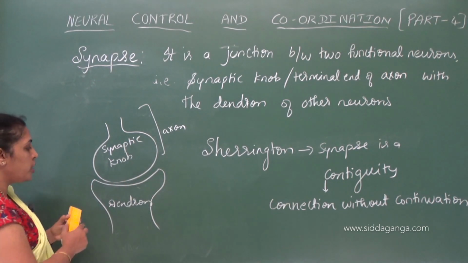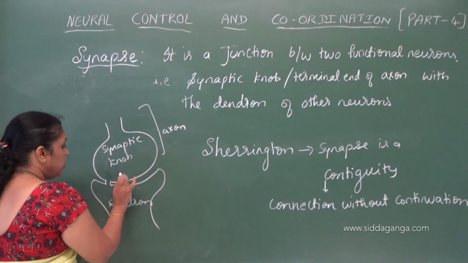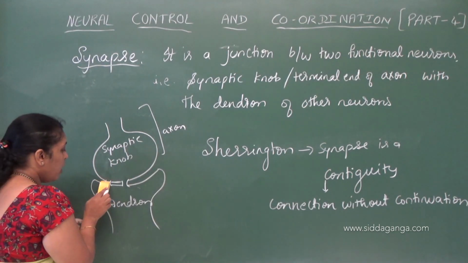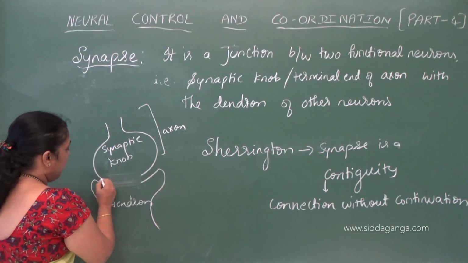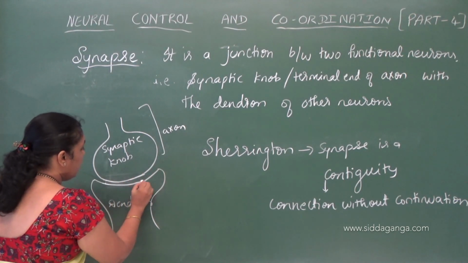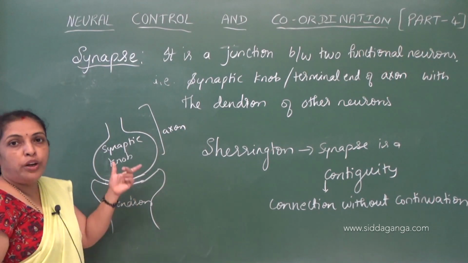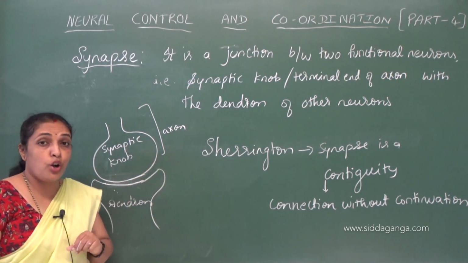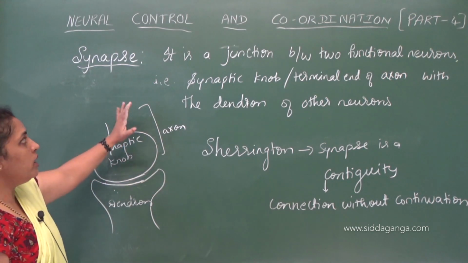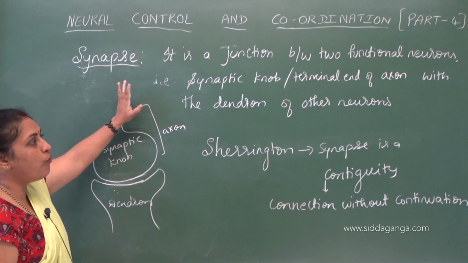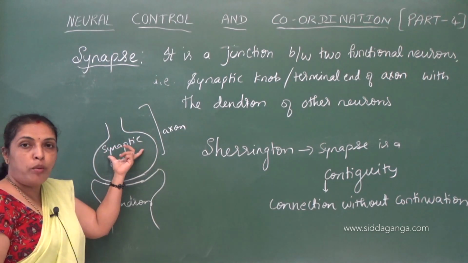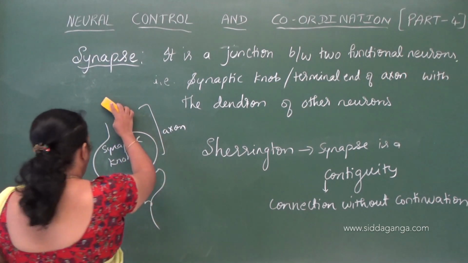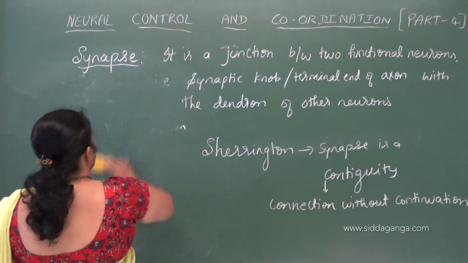What is anatomical connection? If there were some connectivity in between like this, that would be anatomical connection. Whereas in synapse, anatomical connections will be absent. Only physiological, that is, movement of ions and movement of chemical substance takes place. So there we see physiological connection, not anatomical connections. So that is about synapse. It is a junction between two functional neurons, between the synaptic knob of one neuron with the dendron of another neuron. Next we will go with structure of synapse.